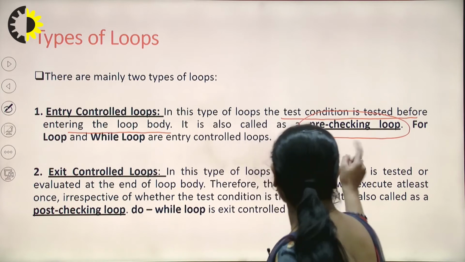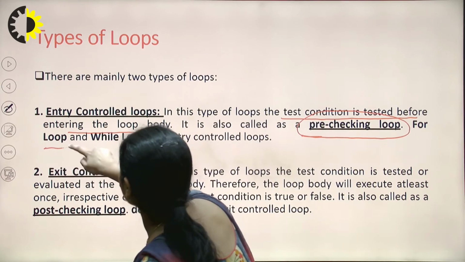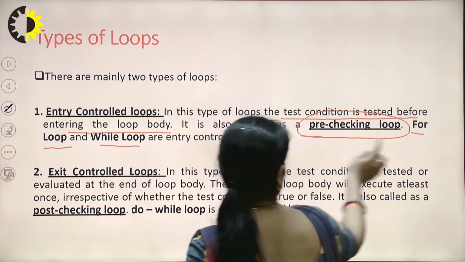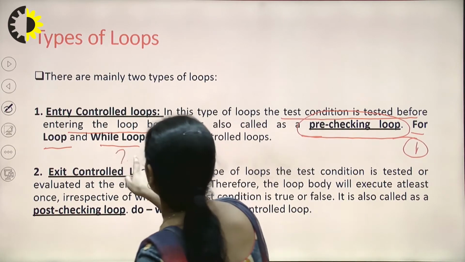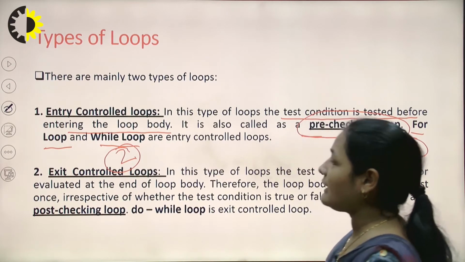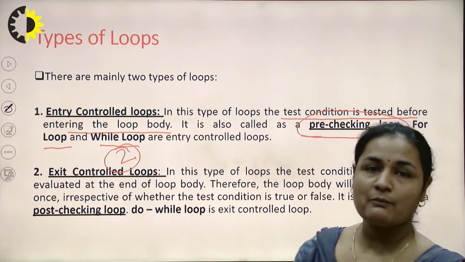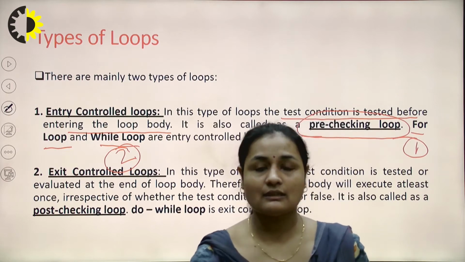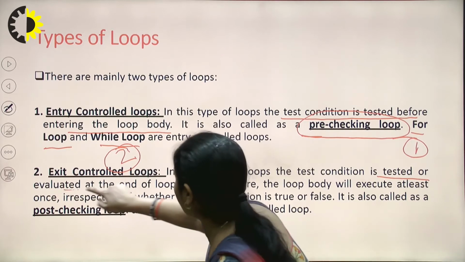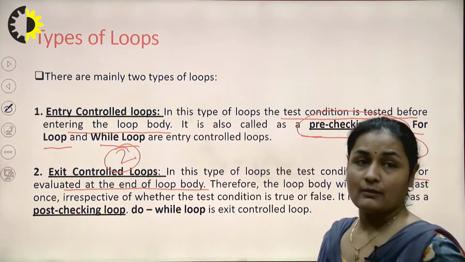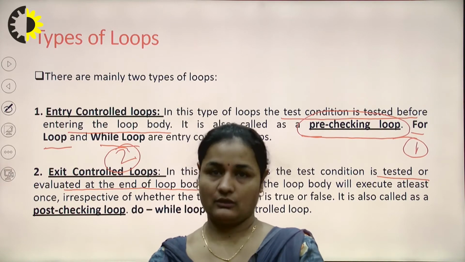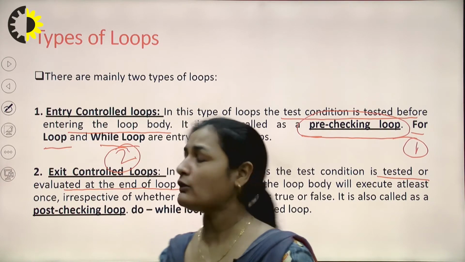There are two types of entry control loop, for loop and while loop. These are the two types of loop which are known as entry control loops. Second category is exit control loops. In this type of loop, the test condition is tested or evaluated at the end of the loop body. Means when the loop is complete, then we check the condition. This is known as an exit control loop.